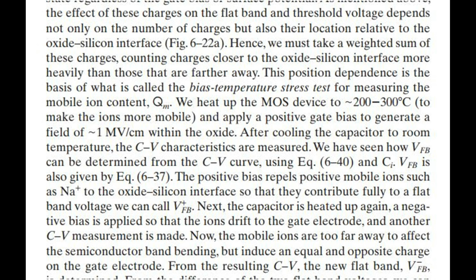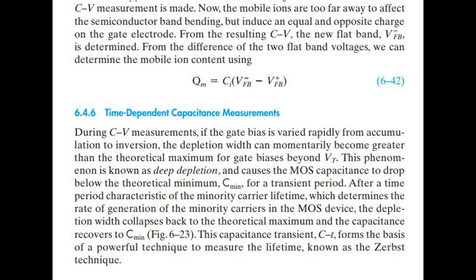Now, the mobile ions are too far away to affect the semiconductor band bending, but induce an equal and opposite charge on the gate electrode. From the resulting current voltage, the new flat band, VFB, is determined. From the difference of the two flat band voltages, we can determine the mobile ion content using time-dependent capacitance measurements.